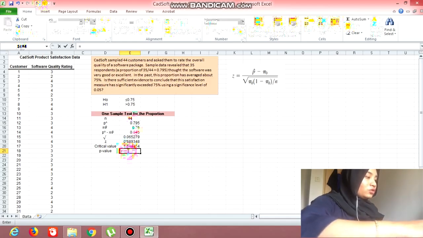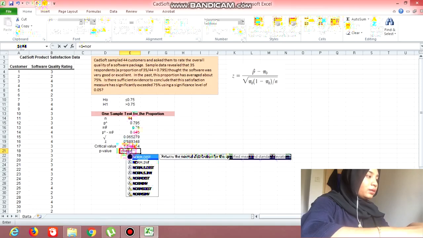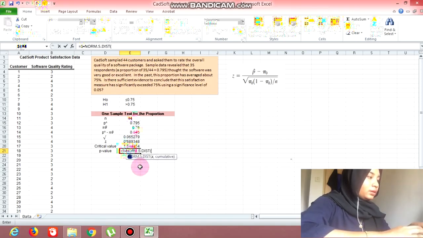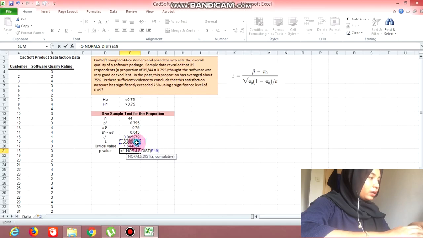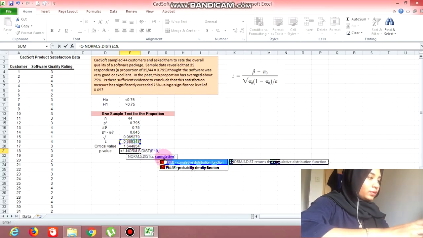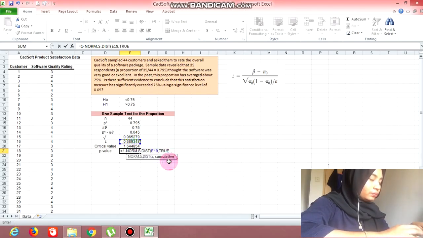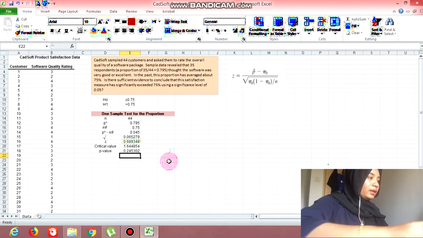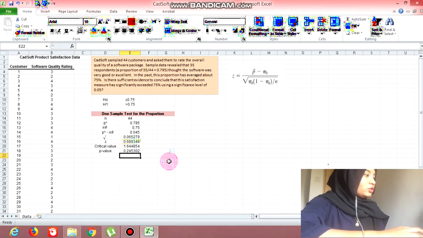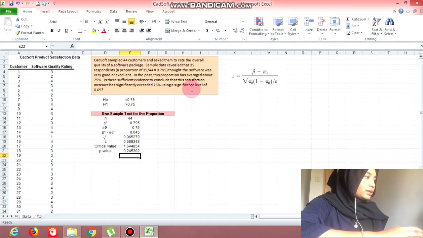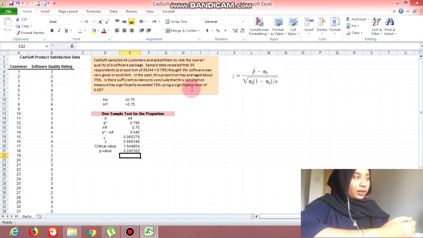So we are going to use the formula of 1 minus NORM.S.DIST, our z, and then TRUE. Close the bracket, and then you get 0.24. So 0.24, our p-value, is greater than the significance level 0.05, and that leads us to the same conclusion as just now of not rejecting the H0.